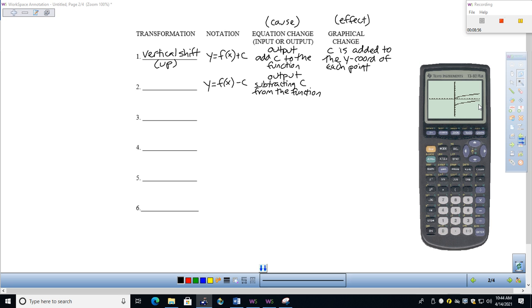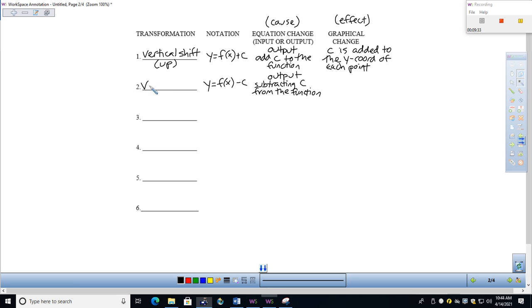Okay, so we would call this, of course, also a vertical shift. But because it was subtraction as opposed to addition, it moved down. And in terms of what happens to the points, again, anytime we see a vertical transformation, it's the y coordinate that's being affected. So I would say C is subtracted from the y coordinate of each point.